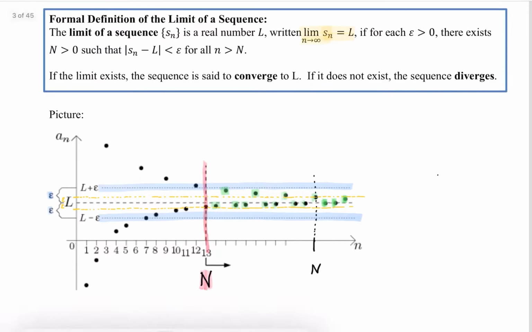So no matter how small an epsilon window you pick around that limit L, there will be some location, some capital N, such that after that, all of the terms of the sequence are going to fall within that epsilon window. That's the formal definition that says, hey, there's a limiting value. The terms of this sequence are approaching a number.